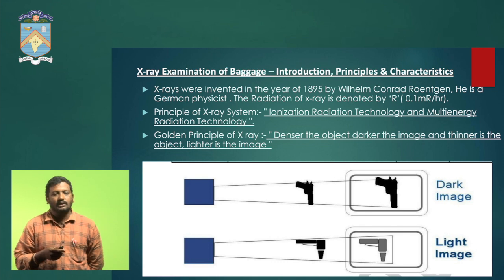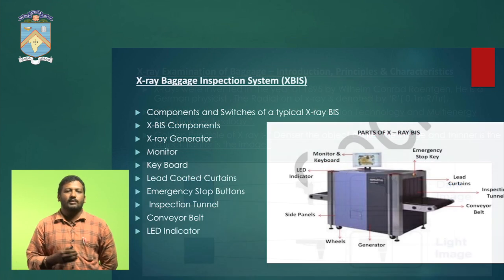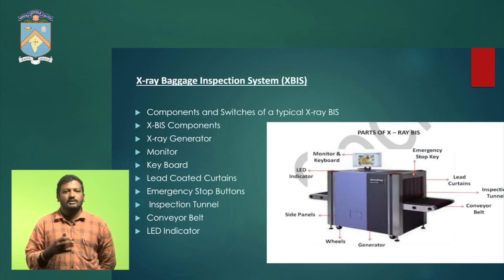Then we are going to explain the components of an X-ray, the parts that are there in the tunnel of an X-ray. First of all, monitor and keyboard, LED indicators, side panels and LED curtains, inspection tunnel and conveyor belt, and the most important one is the generator. Based upon this generator only we get the pictures of the baggage. Next I will explain each one.